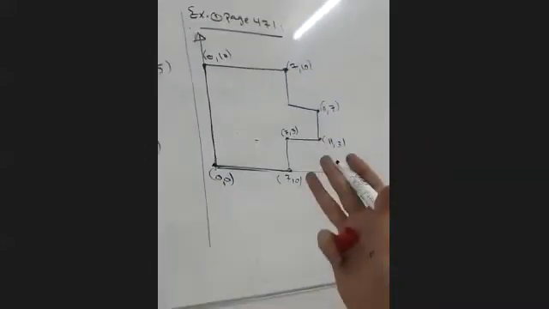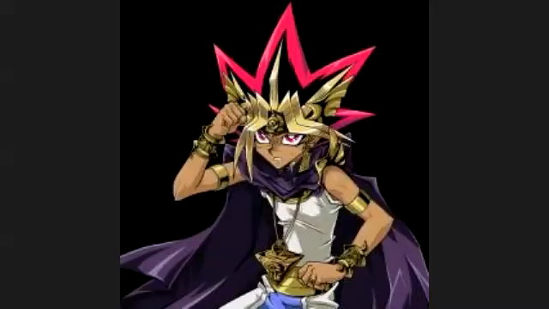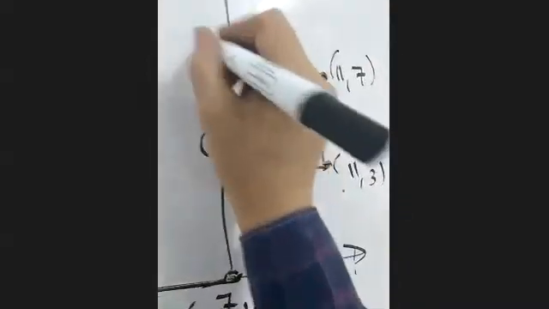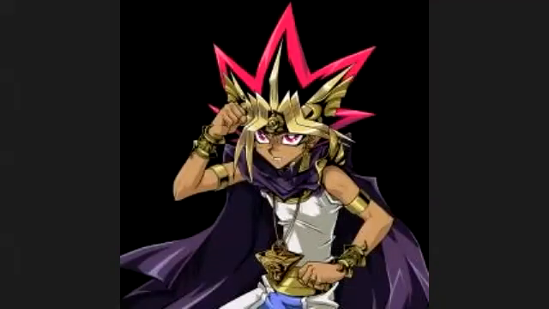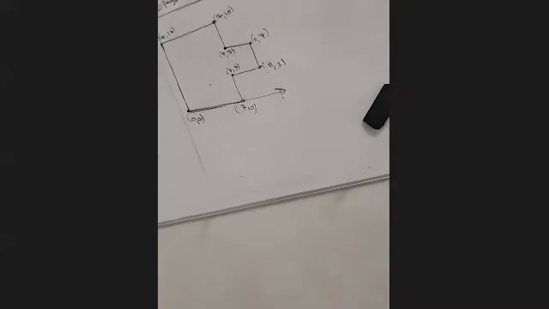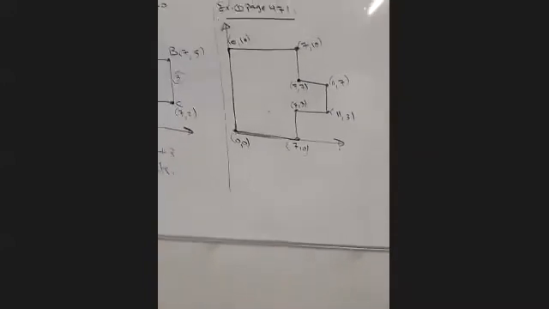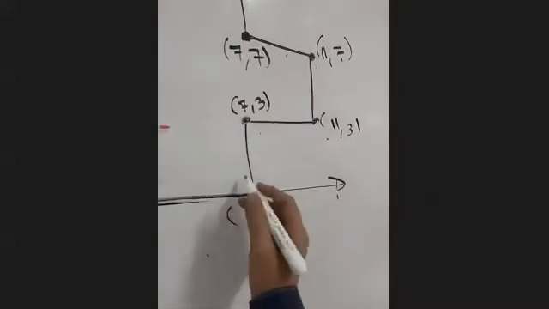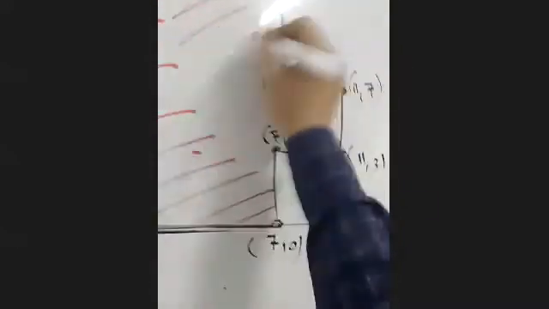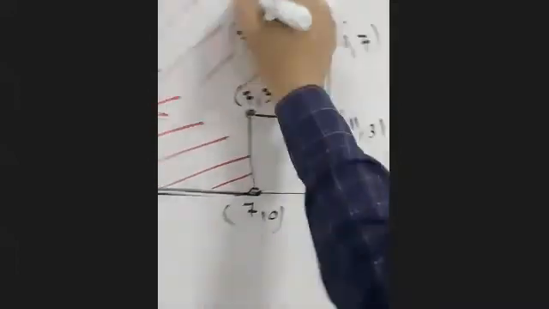This is the figure. There's another point here. What is it? It's 7 and 7. Are you sure? Yeah. Good. Now, this is the exhibit or the graph or the figure which we need to find its perimeter.